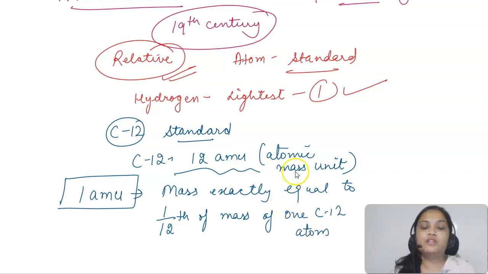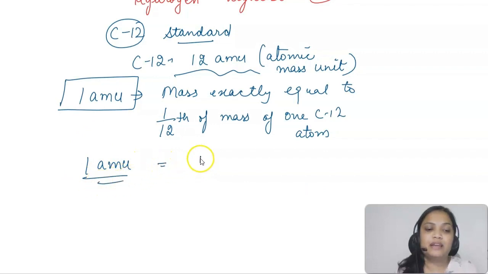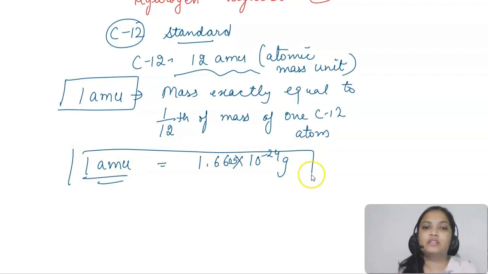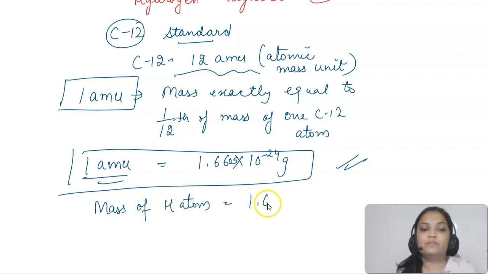Let me give you one example. The value of 1 AMU is actually 1.66 into 10 to the power minus 24 grams, or 1.6605 to be precise. So this is the value of 1 AMU in grams. You know the mass of a hydrogen atom in grams: 1.6736 into 10 to the power minus 24 grams.